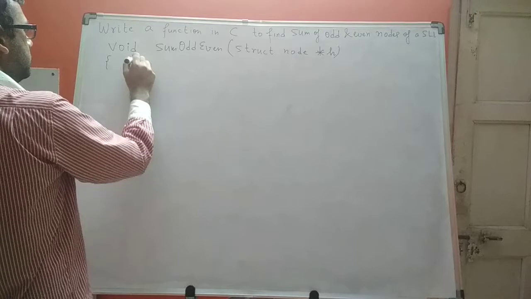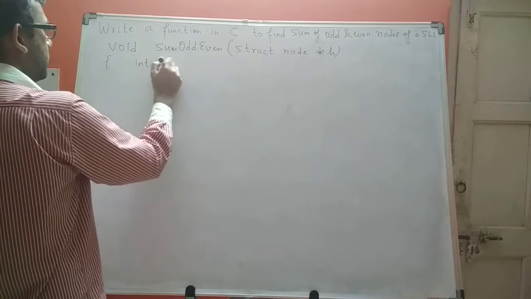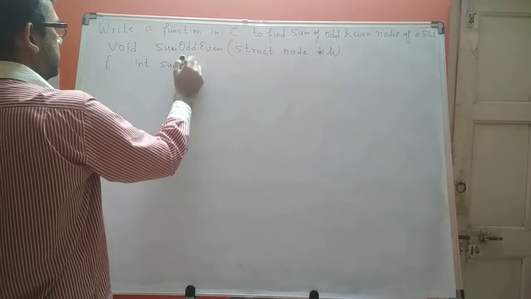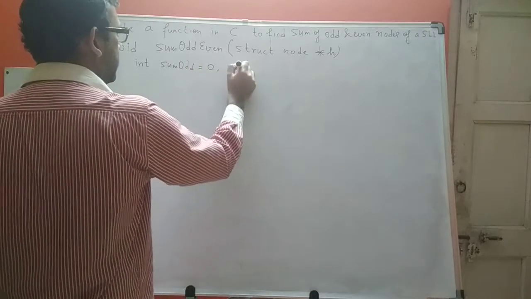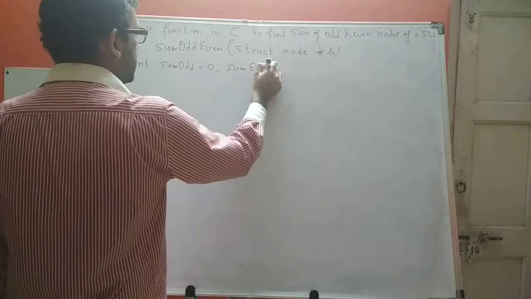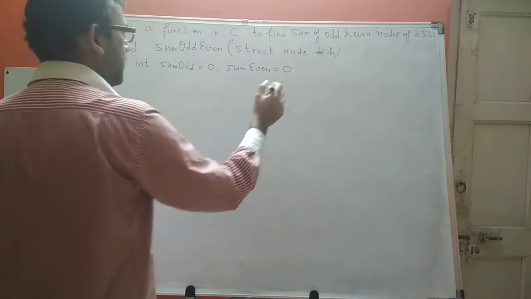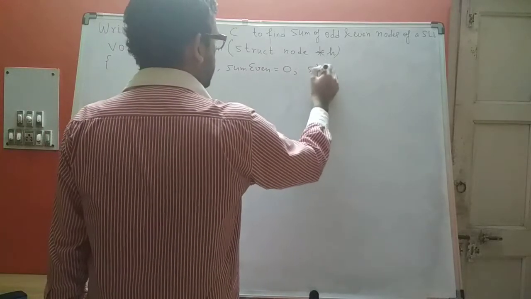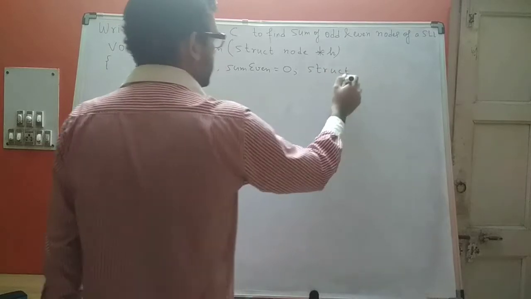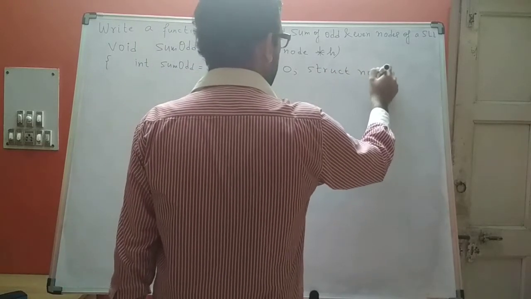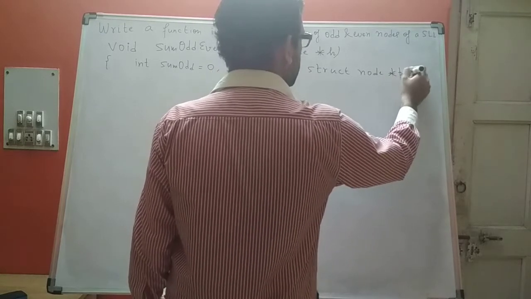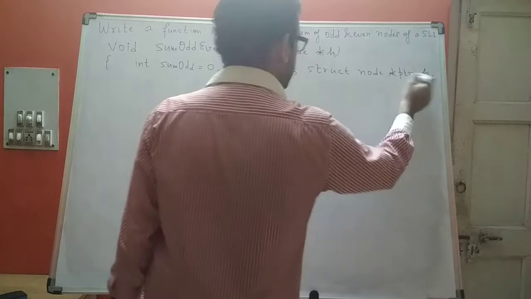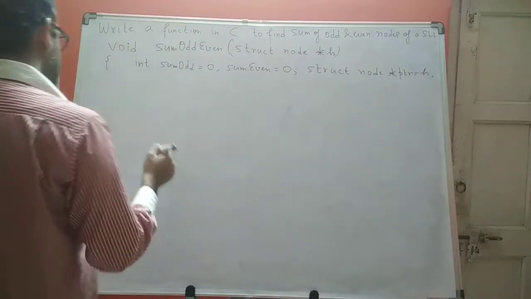Now I'll use 2 integer variables, one called sum odd, which will be initialized to 0, and another called sum even, which will also be initialized to 0. I'll use a separate pointer to traverse the entire linked list because I don't want to move my head pointer. If I move my head pointer, a portion of the list will be lost. So I'll use a separate pointer called ptr, which will start from h itself.